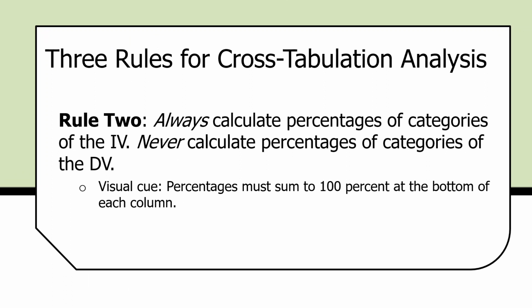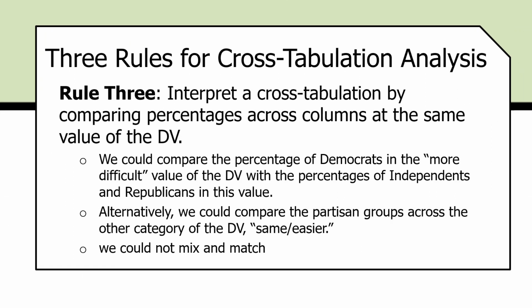The visual cue in cross-tabulations is that the percentages must sum to 100, or 99.9 or 100.1 with rounding error, at the bottom of each column. Must sum to 100% at the bottom of each column. Interpret the crosstab by comparing percentages across columns at the same value of the dependent. We could compare, to continue the example, the percentage of Democrats in the more difficult value of the dependent variable with the percentages of independents and Republicans in this value. Alternatively, we can compare the partisan groups across the other category of the dependent, same, easier, but do not mix and match. Always stick to one value of the dependent.